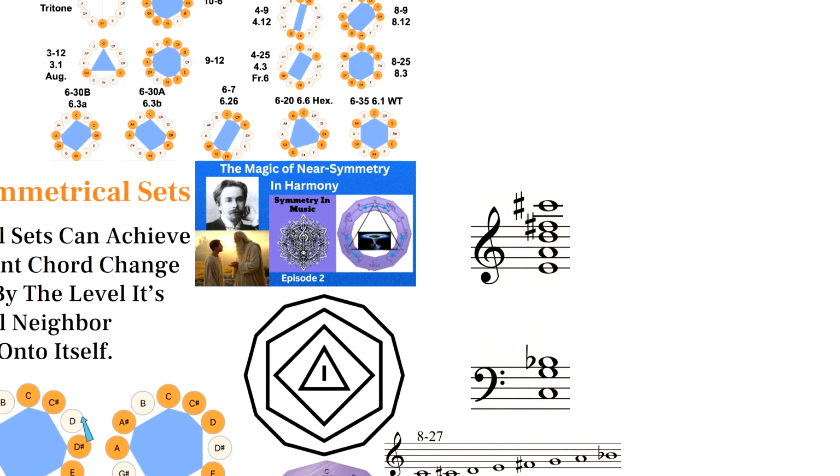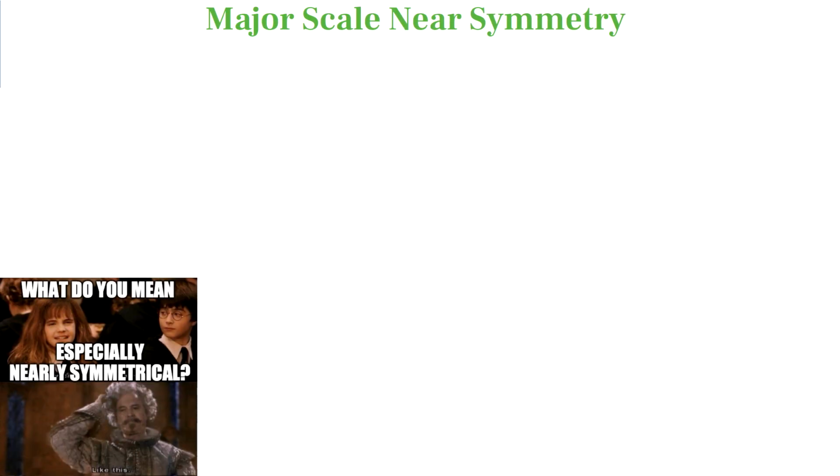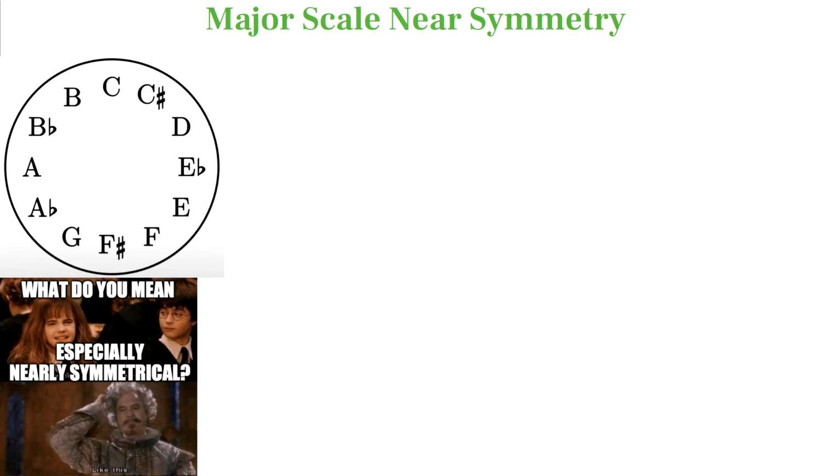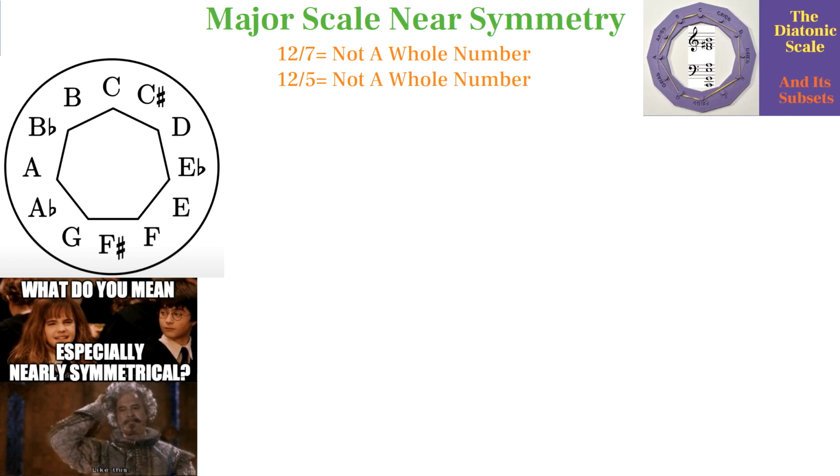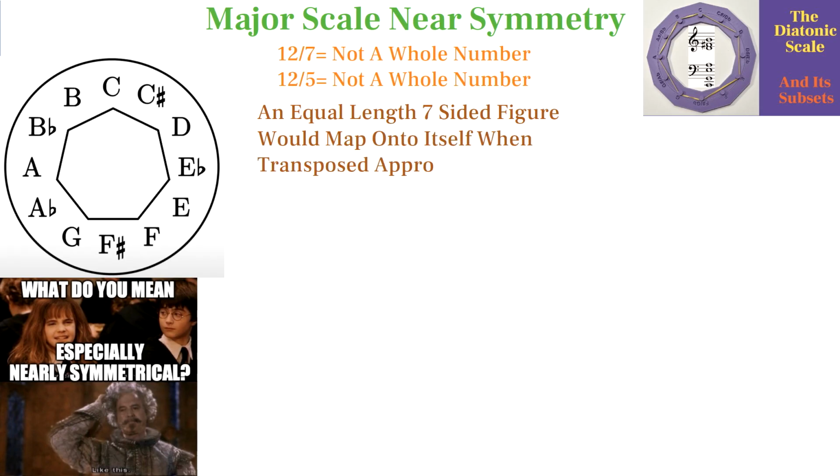Now let's discuss why last episode I said that the pentatonic scale and the major scale are especially nearly symmetrical. There's no equal division of the octave for 5 and 7-note sets because we use 12-tone equal temperament, but let's imagine such a set outside of our tuning. You can hear the dissonant demonstration of what it would sound like in this video, and it follows that an equal-length 7-sided figure would map onto itself when transposed approximately 7 semitones up a fifth.